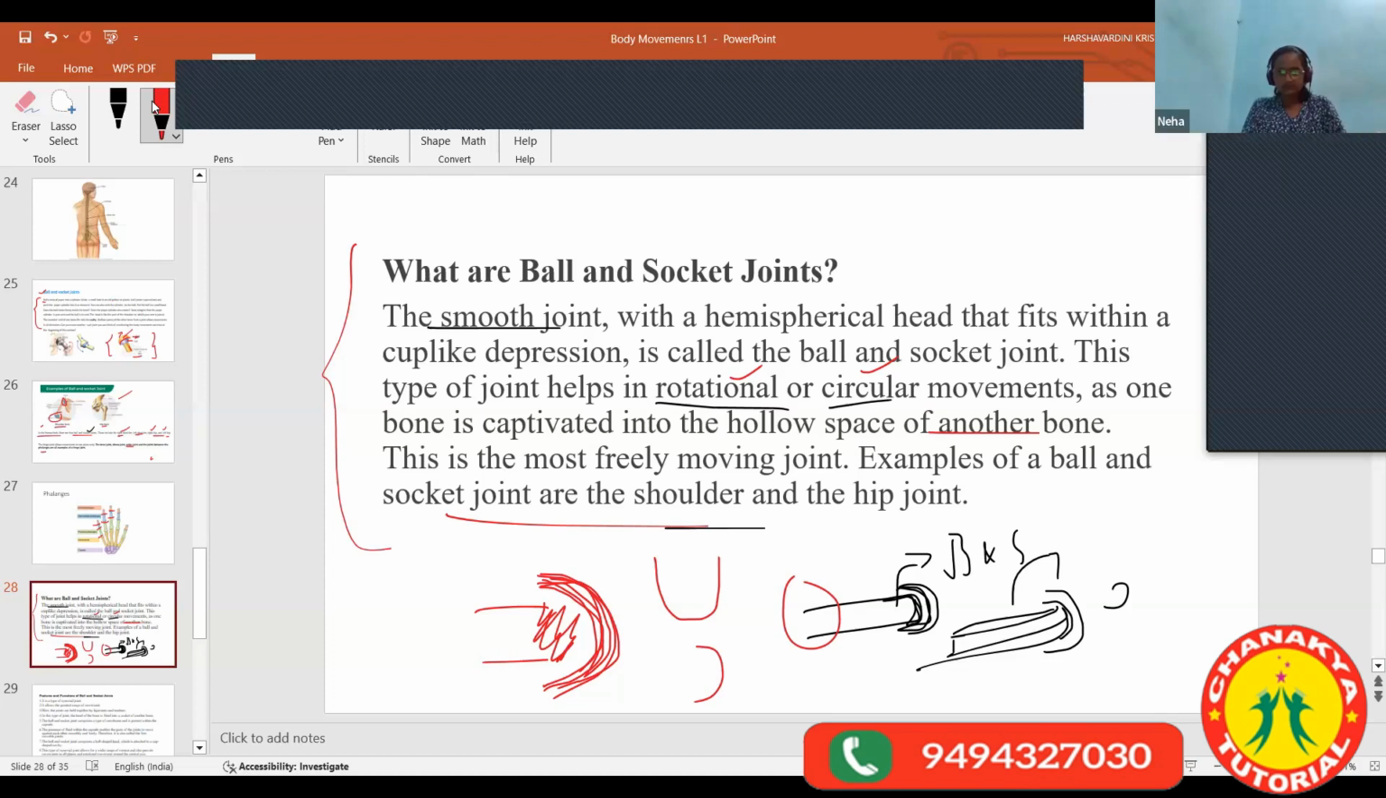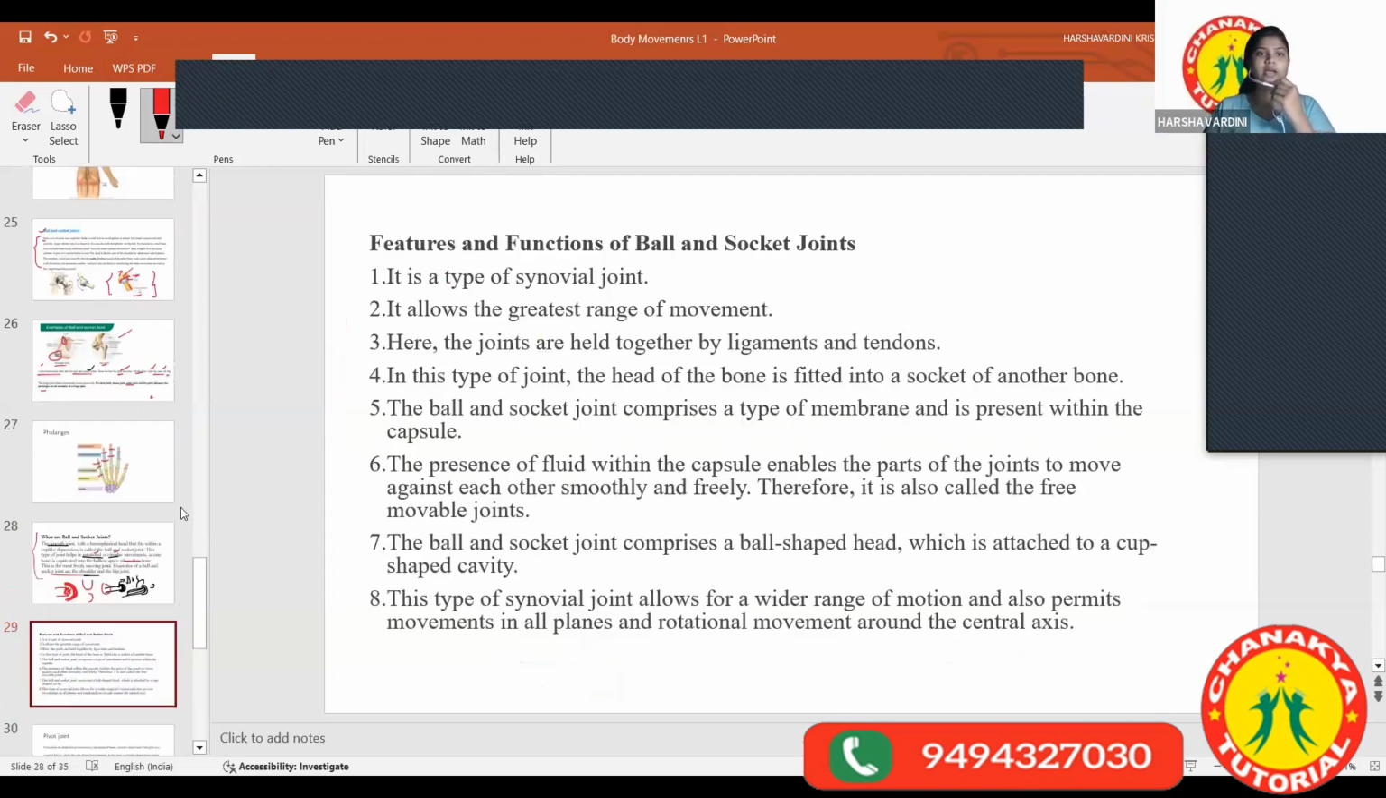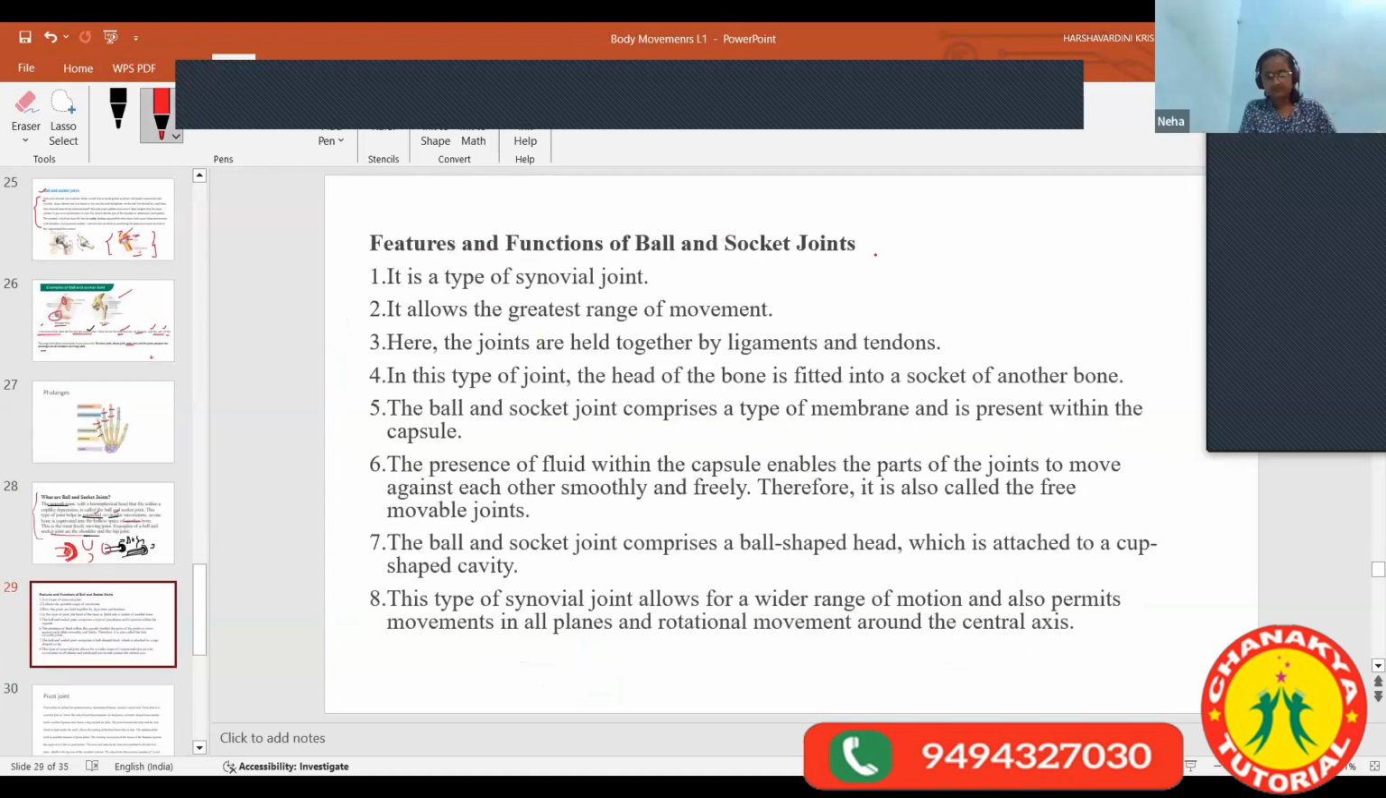No worries, right? It's not like the elbow. With the elbow, I can move only this side, right? But it's not like my elbow. I can move freely, a full 360 degrees is possible, right? Rotation is possible, correct? Yes. That is your ball and socket.